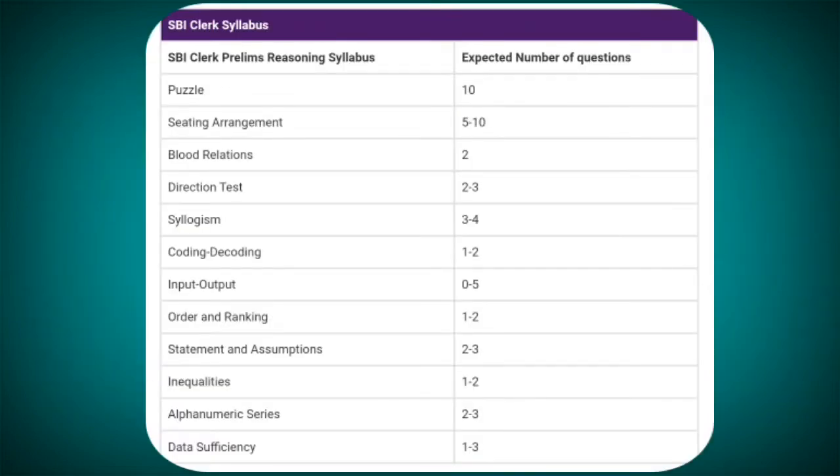SBI Clerk Syllabus, SBI Clerk Prelims Reasoning Syllabus, Expected Number of Questions: Puzzle, Questions 10; Seating Arrangement, Questions 5, 10; Blood Relations, Questions 2; Direction Test, Questions 2, 3; Syllogism, Questions 3, 4; Coding Decoding, Questions 1, 2; Input Output, Questions 0, 5; Order and Ranking, Questions 1, 2; Statement and Assumptions, Questions 2, 3; Inequalities, Questions 1, 2; Alphanumeric Series, Questions 2, 3; Data Sufficiency, Questions 1, 3.